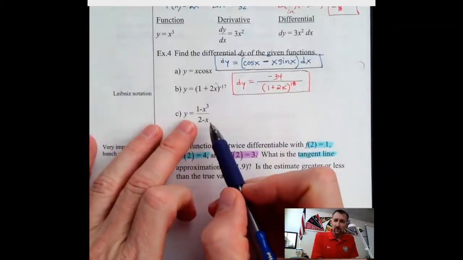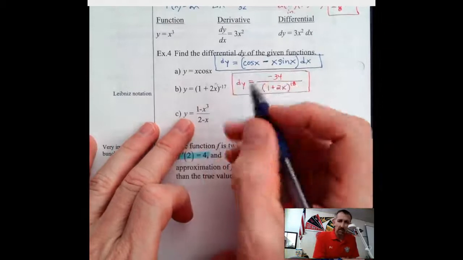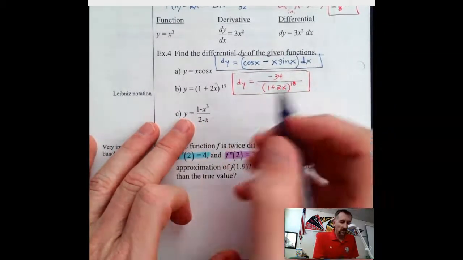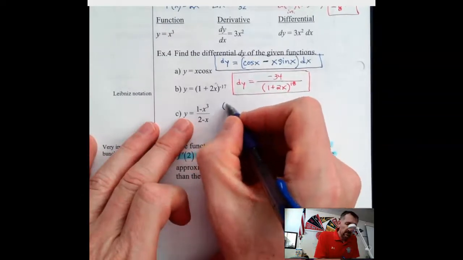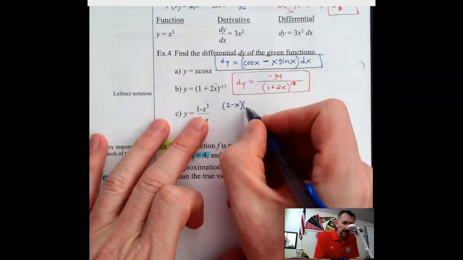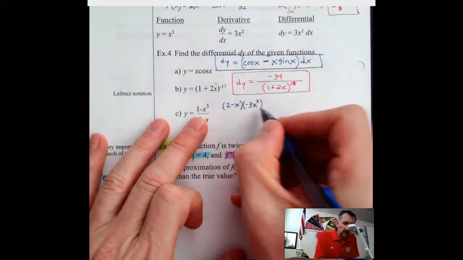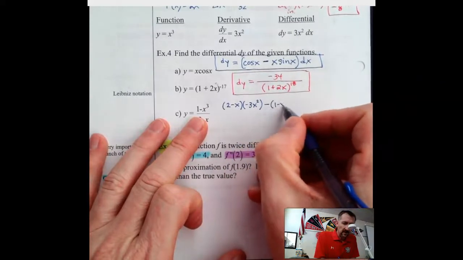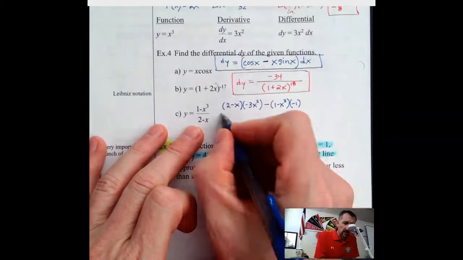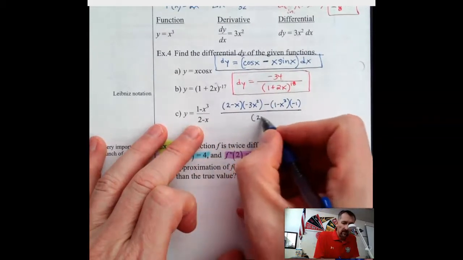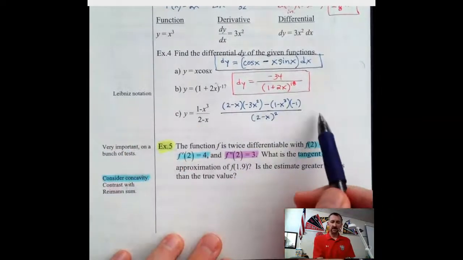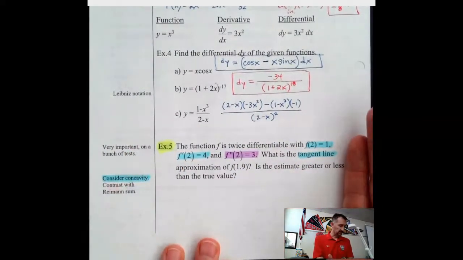Now we're going to have a quotient rule here. So remember, quotient rule starts with low and ends with low. So that's going to be low d high, which is negative 3x squared, minus high d low, which is negative 1, over low squared. And it would be dy equals that dx, but we're going to simplify that a little bit first.